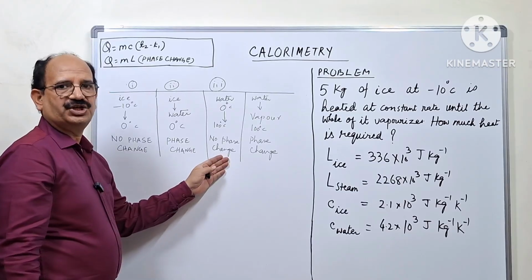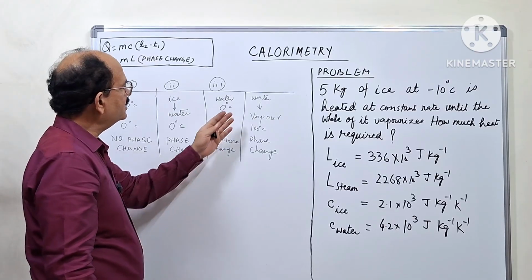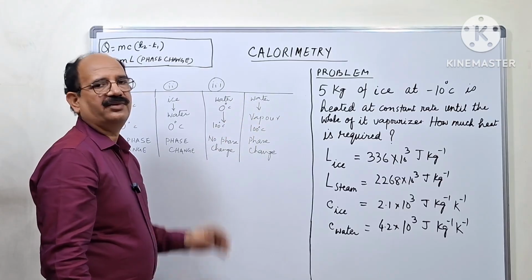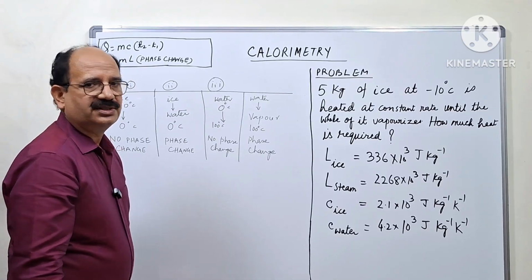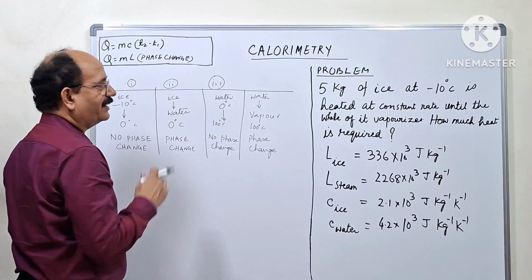So we have a scenario where there is no phase change, then there is phase change from ice to water, then again no phase change, where water's temperature increases from 0 to 100 degrees Celsius, and then the phase change scenario where water is getting converted into vapor, and that time the temperature is constant at 100 degrees Celsius. Let us evaluate how much heat is involved at each stage.